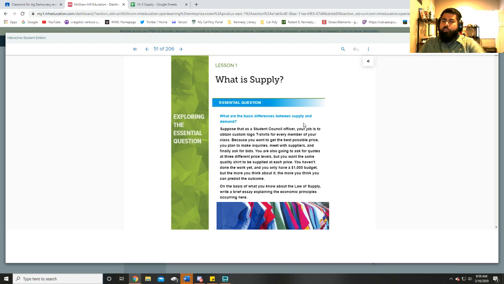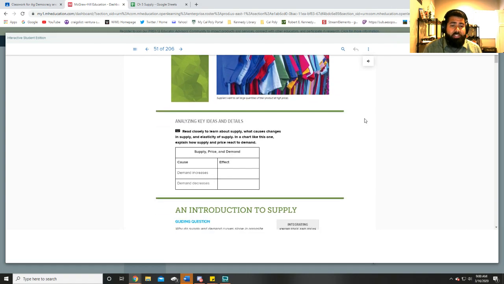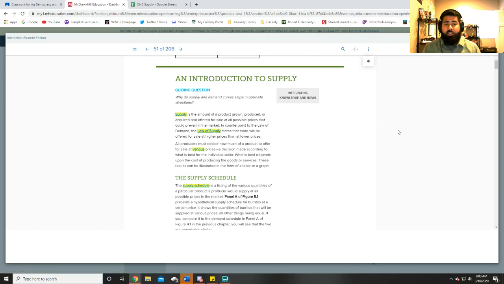But essentially, we've learned about demand, and now it's time to learn about supply. Demand, as you know, is everything that the consumer demands from a product, somebody that is willing and able to purchase a product. Now we're talking about the producers, the people that are producing the product that people are demanding. So if you get an introduction to supply, supply is the amount of a product grown, produced, or acquired and offered for sale at all possible prices that could prevail in a market. What that pretty much means is that supply is just the products that are being supplied by a company at any given price.